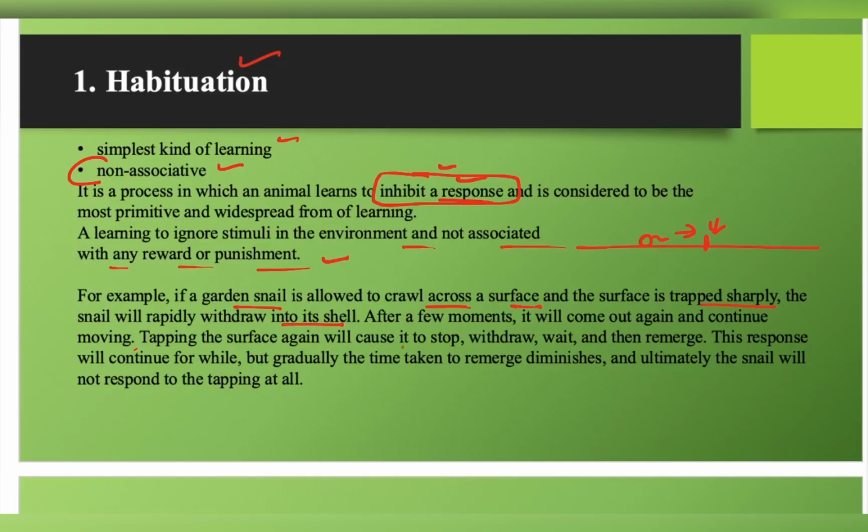Tapping the surface again will cause it to stop, withdraw, wait, and then re-emerge. Again you do this. This response will continue for a while, but gradually the time taken to re-emerge diminishes, and ultimately the snail will not respond to the tapping at all, because the snail has learned that the tapping is not doing anything to it. It is not harmful. You get that? So there is no reward, there is no punishment or harm to the snail, but the snail has learned that tapping has nothing to do with it, so it will keep on moving without stopping after a while. So this is a habituation behavior because it is not associated with reward or punishment.